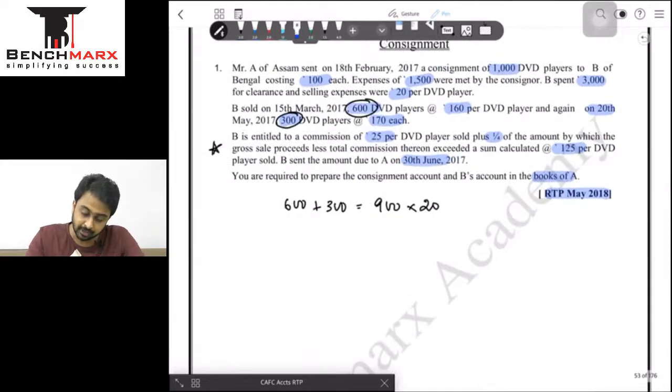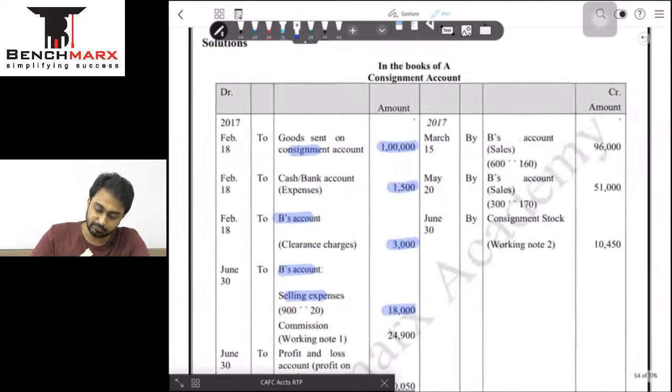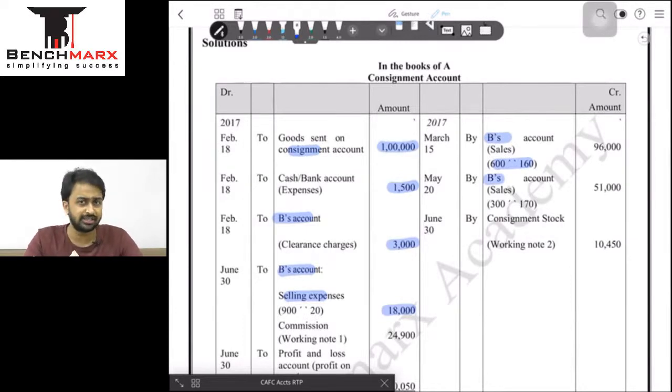Let's move ahead. Then sales. He has sold 600 at 160, so he has my money, so I debit the consignee. So consignee account debit to consignment, so by consignee 600 into 160, and the same again debit to Mr. B because he is my debtor, because he has my money. Okay, I haven't sold the goods to B. B has sold to customers, but B has my money with him, because of which he is my debtor. So I'll again debit B, and 300 into 170. Amount is 96,000 for the first sales and 51,000 for the second sales.